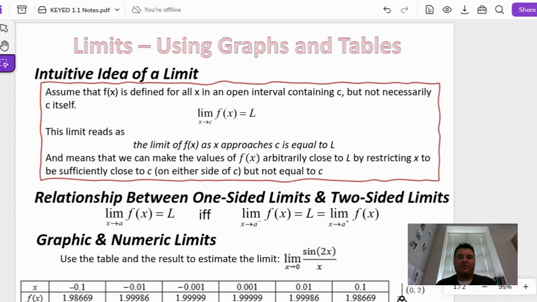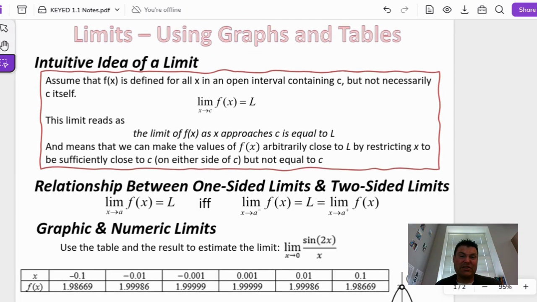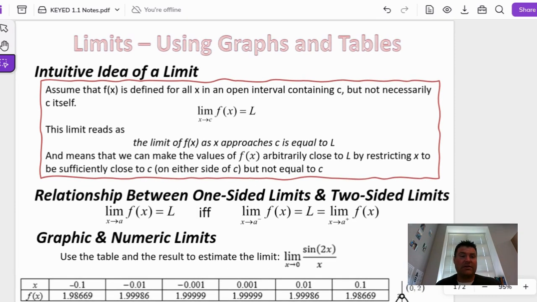Take the edge off all those struggles you may have with using calculus. So let's go ahead and go forward here. We're going to talk about limits using graphs and tables. So the whole intuitive idea of a limit, you're probably just learning just what it is. We're going to assume that f of x is defined for all x, just getting all the technicalities out of the way. And this is what a limit looks like.